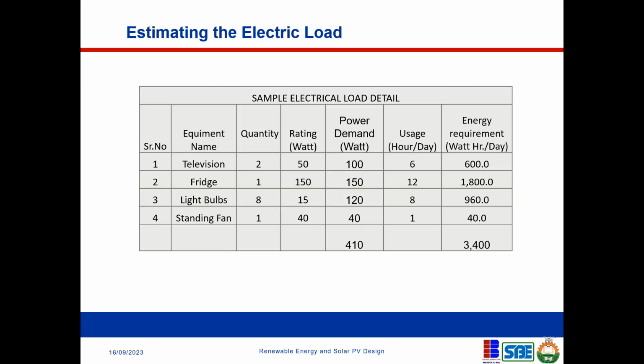But let us just run through the details we have on our screen. We have 4 items here. We have the television: the client has 2 televisions that he wants to power. There's a fridge, one refrigerator, 8 light bulbs, and one standing fan. These are the basic things that this client wants to power, and these are their ratings. The television is 50 watts, the fridge is 150 watts, the light bulbs are 15 watts each, and the standing fan is 40 watts. So the total power demand for this client is 410 watts. This is more like a basic energy audit, right?